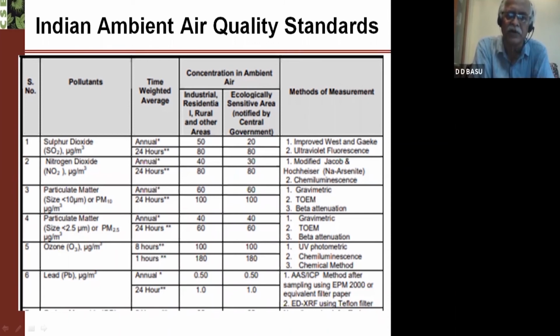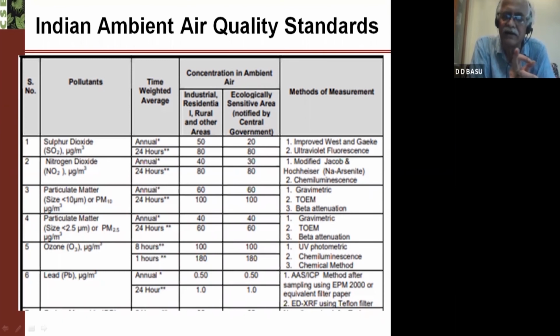All the past data we considered. So we have two types of places: industrial, residential, rural and other areas. And what is that ecologically sensitive area notified by the central government? The central government has notified some ecologically sensitive areas, and for these two places, a different type of standard is given. For sulfur dioxide, we have an annual and 24 hours standard. Nitrogen dioxide also, we have an annual and 24 hours standard.